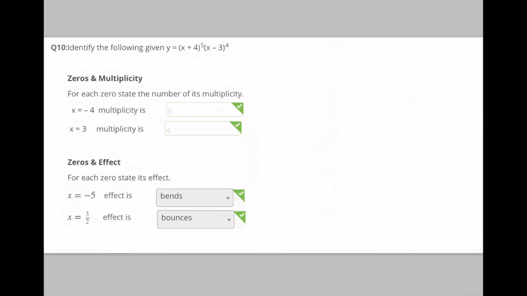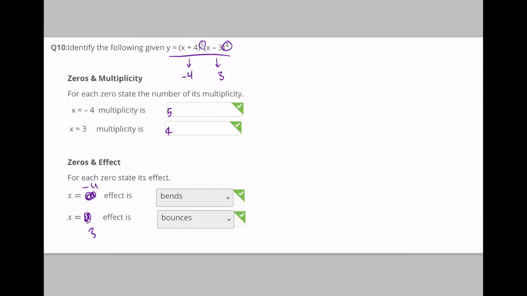Question 10, I ended up making a little mistake, so if you got this one wrong, it doesn't count against you. What happened was this should say negative 4 and this should say 3. Based on this function here, we want to find the zeros and the multiplicity. Our 0 here would be x is negative 4. And since we have that exponent of 5, the multiplicity is 5. Here our 0 is positive 3, and because of that exponent of 4, the multiplicity is 4.